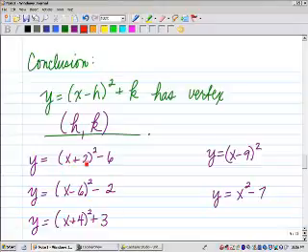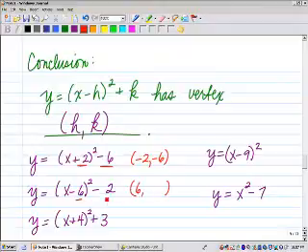Y is equal to x plus 2 squared minus 6. Well, the value of h is negative 2. The value of k is negative 6. So our vertex is negative 2, negative 6. And you could confirm all of these on the graphing calculator. Y is equal to x minus 6 squared minus 2. Okay, my value of h in this case is 6. My value of k is this negative 2. So that vertex would be 6, negative 2.